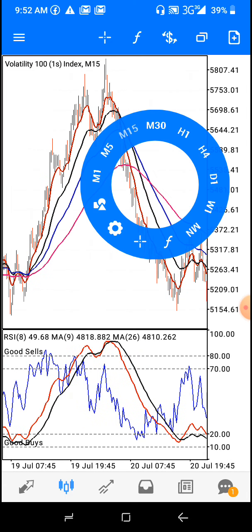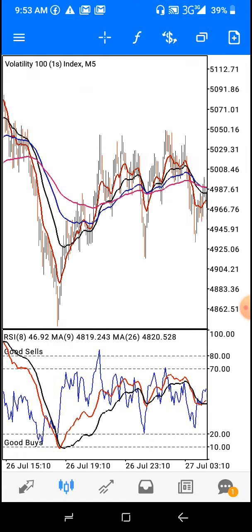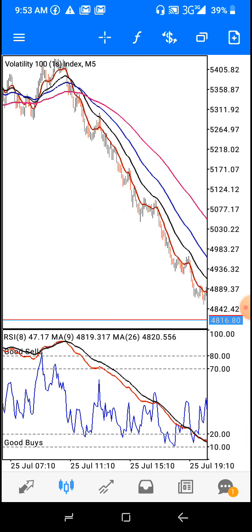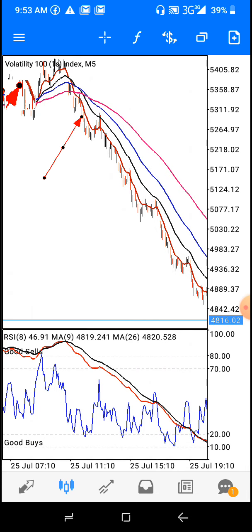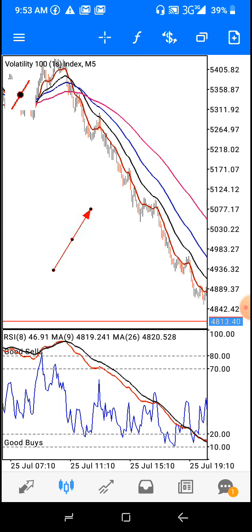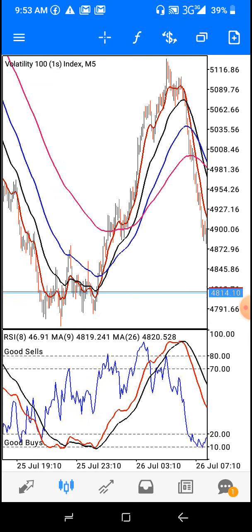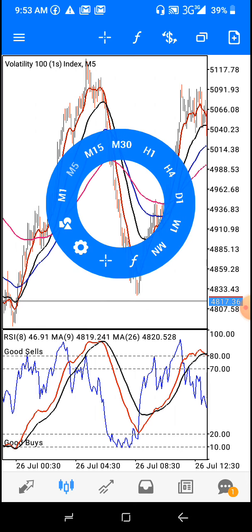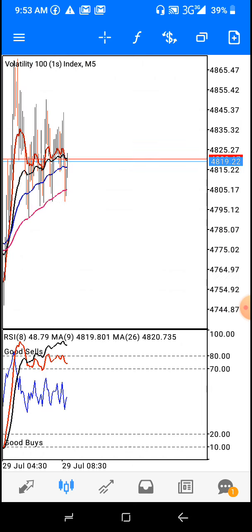Let's use the 5 minutes, because I think 601 second sells work perfectly well on the 5 minute time frame. So now you see the moving average crossover, then you sell, and when it gets to the 10 and 20, you take your profits. Then you wait again. When it gets to the 80 and 70%, you take your sales again.